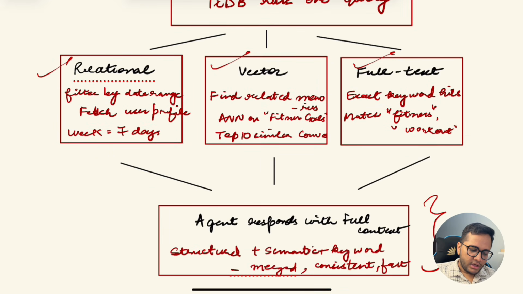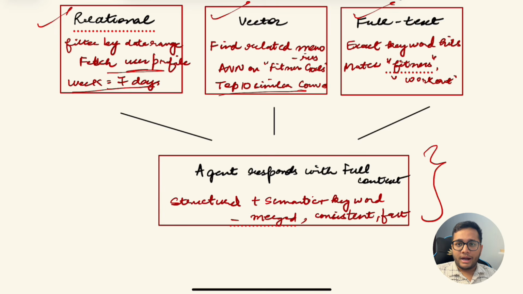For example, relational will fetch the user profile and the last 7 days. For vector, it would find fitness goals, so it will perform ANN on fitness goals. And third is full text, which will search keyword-wise, like fitness, workout, or something similar. Now at the end, our agent has full context and responds with full context. Now let's see how it works in action.